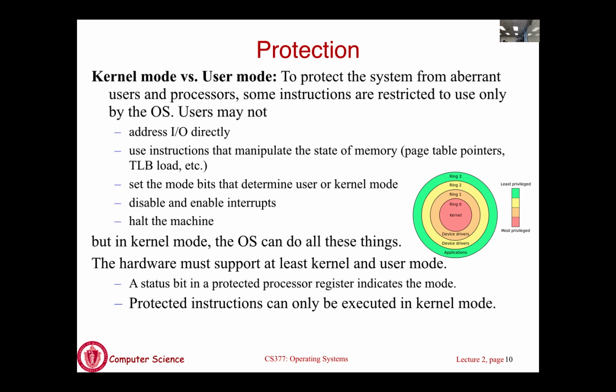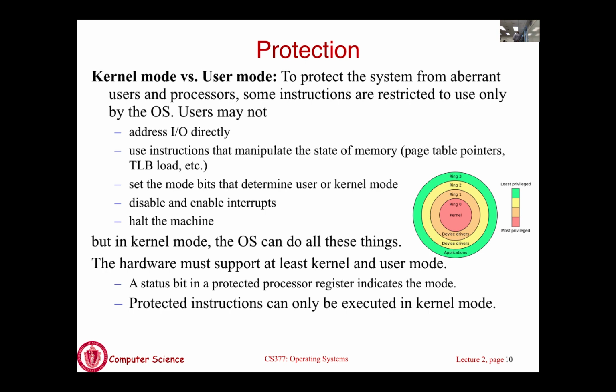Changing the bit itself has to be sensitive. If a process can flip the bit, then it can just flip it and do whatever it wants while it's executing. Enabling and disabling interrupts has to be sensitive, and things like halt are also sensitive. There are many more, but that's a good representative set of what we want only the kernel to do and not a user process. So the simplest approach is two modes: user mode or kernel mode.